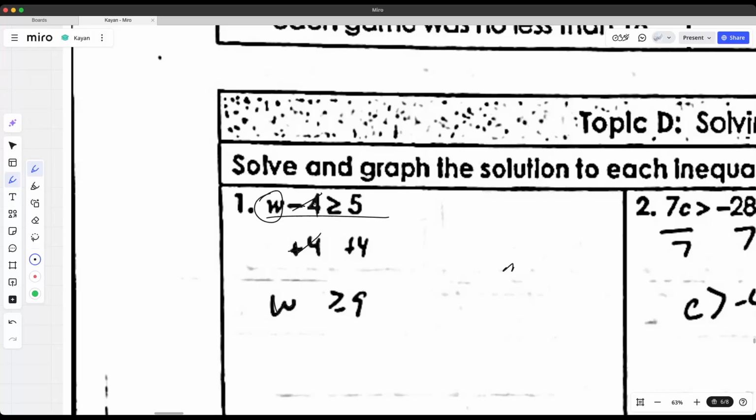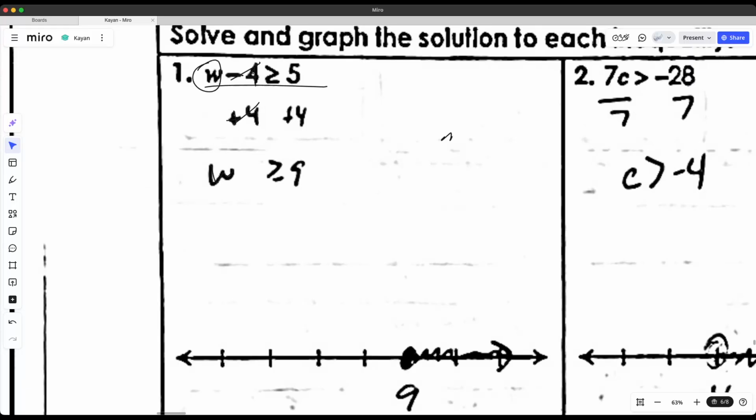Let's see, did I graph it? So to graph it, you can put the 9 anywhere you want. That's our limit. Yeah, I could have put it on any tick mark. I just randomly chose this one. And I have to put a dot, so it's either closed or open. Because it's greater than or equal to, it includes 9. Therefore, it's a closed dot, which means it includes 9. Greater than or equal to is closed dot.